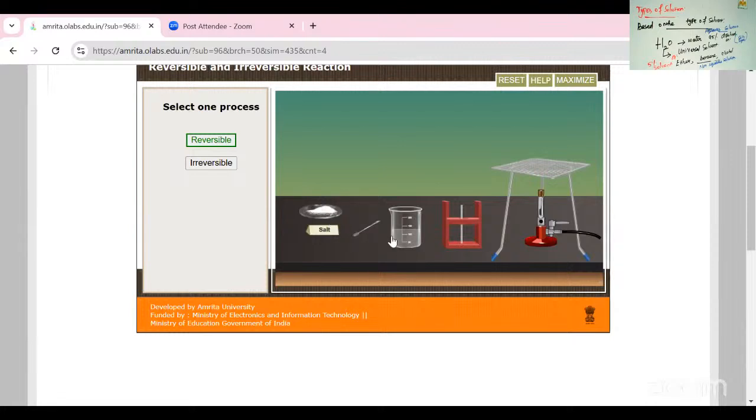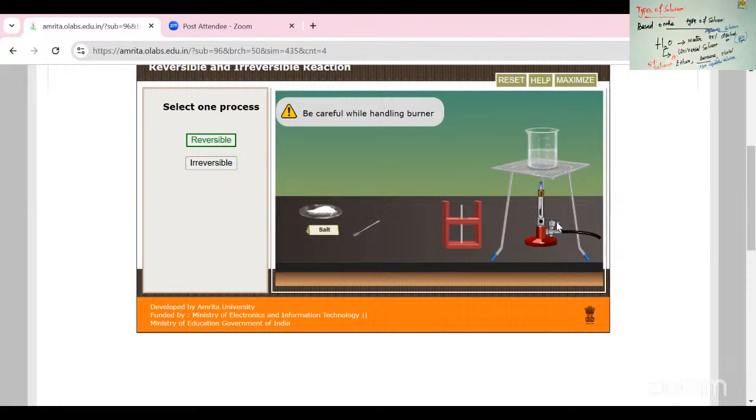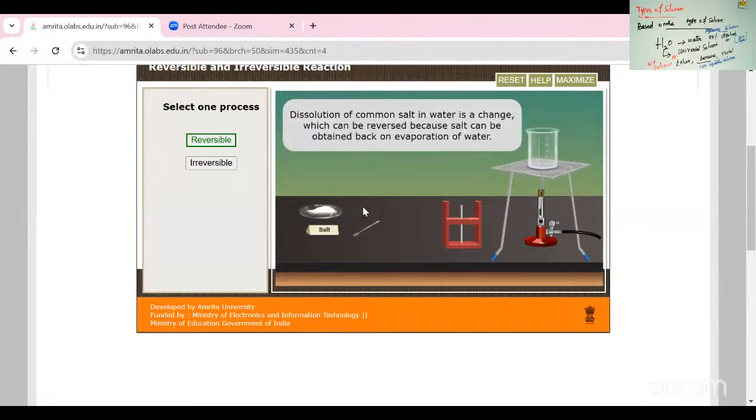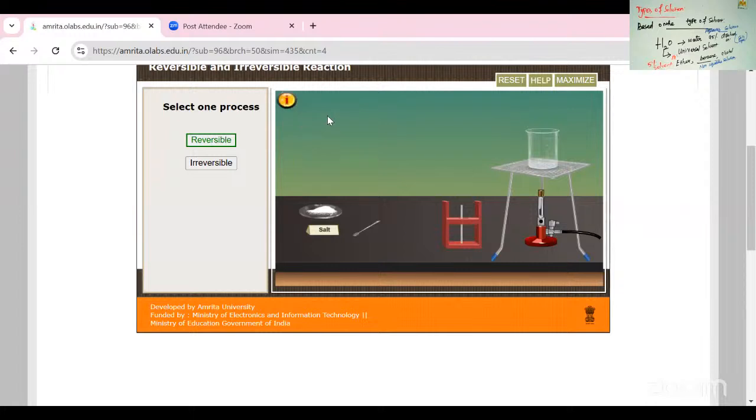I add some amount of salt into this beaker. The solute is completely dissolved into the solvent. So this is called a solution as well as a binary solution. What is a reversible reaction? When I heat this beaker, the water is evaporating here. The salt content settles under the beaker. So this is an example of a reversible reaction because once again we got the salt.